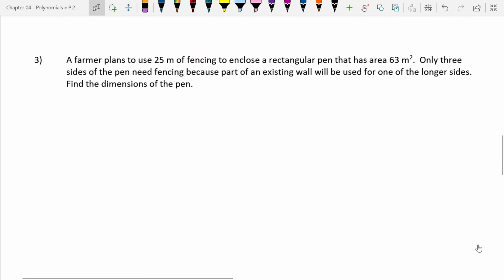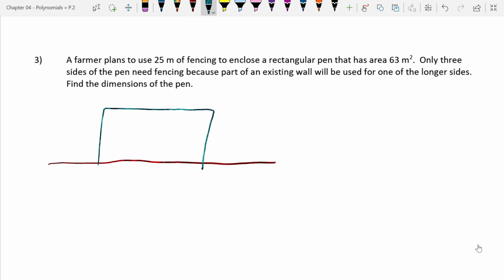Okay. Moving on. A farmer plans to use 25 meters of fencing to enclose a rectangular pen that has an area of 63 meters squared. Only 3 sides of the pen need fencing because part of the existing wall is being used for one of the longer sides. So if I look at it vertically, here's an existing wall, and then here's my pen that I'm drawing around.